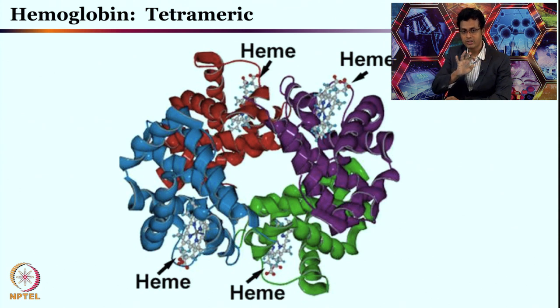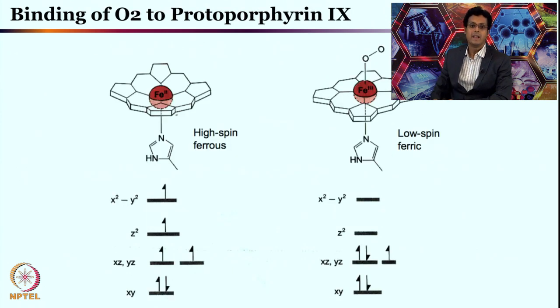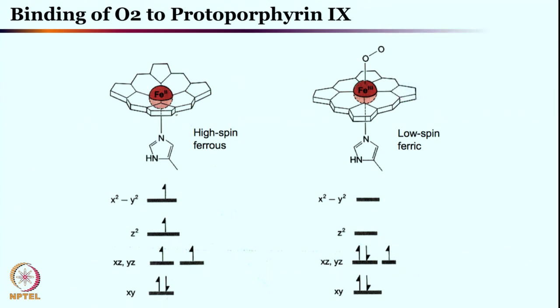The hemoglobin versus myoglobin difference is that it is four iron centers in case of hemoglobin and one iron center in case of myoglobin. That is fine. You have seen a tabulated format which differentiates hemoglobin and myoglobin in the previous class. Now, binding of oxygen to protoporphyrin IX, we have seen it is also quite exciting.